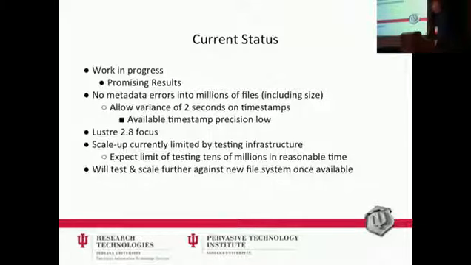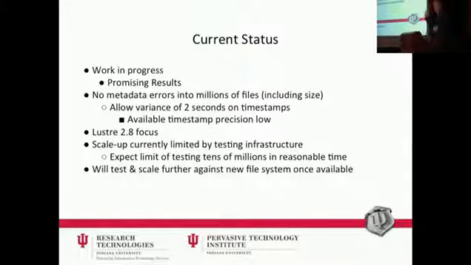So with that, we found that we're not able to get more than currently a 2 second variance in precision on timestamps. But that's currently the only issue that we're seeing. We've been testing primarily, we did some early testing against Lustre 2.7, but since our RFP specified 2.8, we've been testing almost exclusively against Lustre 2.8.